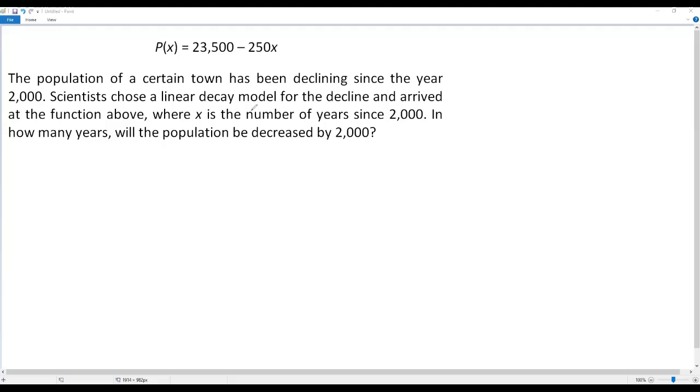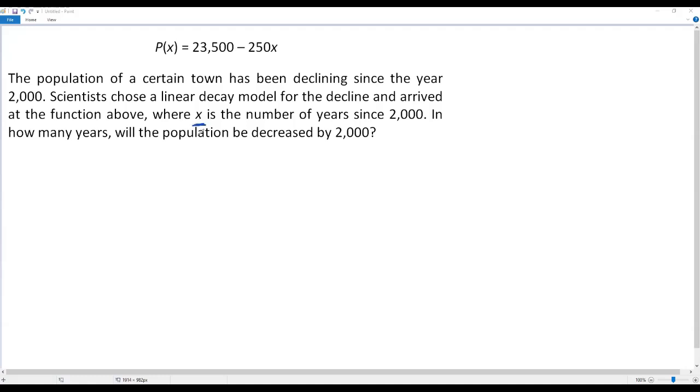Scientists chose a linear decay model for the decline and arrived at the function above, where x is the number of years since 2000. In how many years will the population be decreased by 2000? Okay, here the variable x represents the number of years since 2000, and we have to find the number of years it will take for the population to be decreased by 2000.